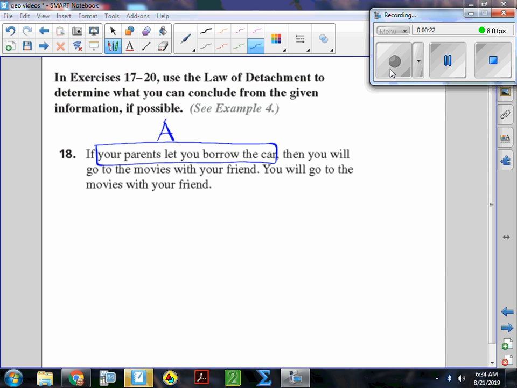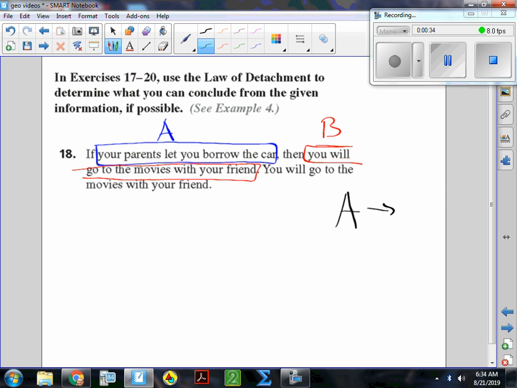Then you will go to the movies with your friend. So that's B. The law of detachment says if A, then B has to be a true statement. So we're assuming that they're giving us a true statement here. If your parents let you borrow the car, then you'll go to the movies with your friend.